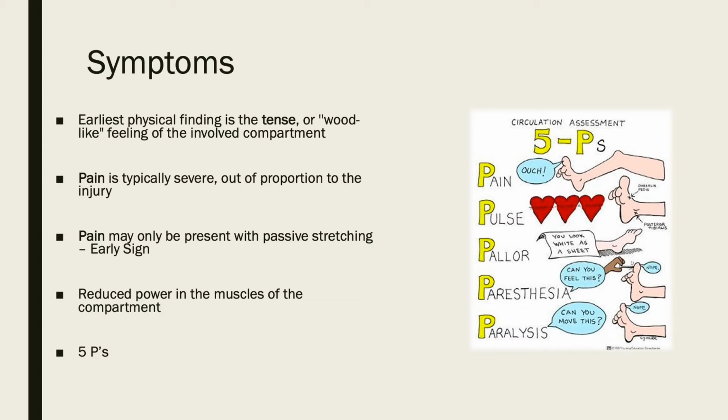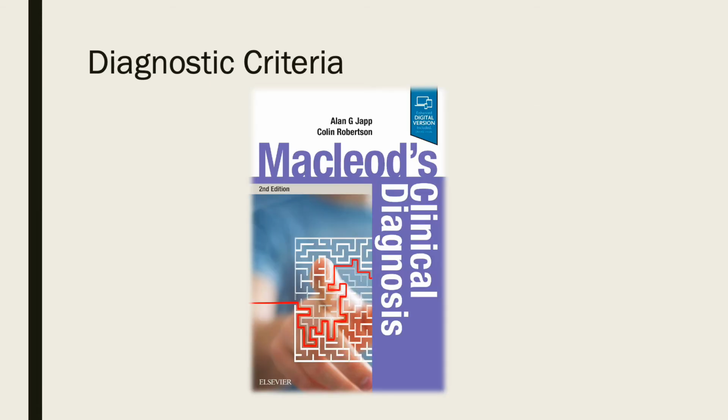Paralysis, pallor and pulselessness are late signs. So if you do have a patient who displays these symptoms, it's probably getting late into their actual disease progression. Any diagnostic criteria? Well, there are none. It's a clinical diagnosis. So if you suspect someone is undergoing compartment syndrome, you must act quickly.